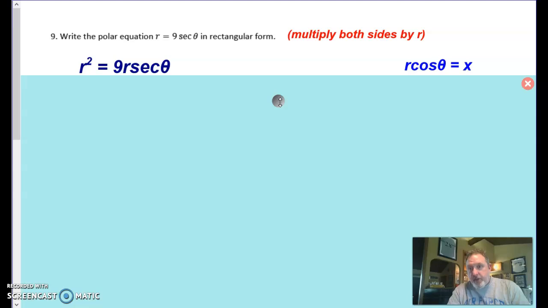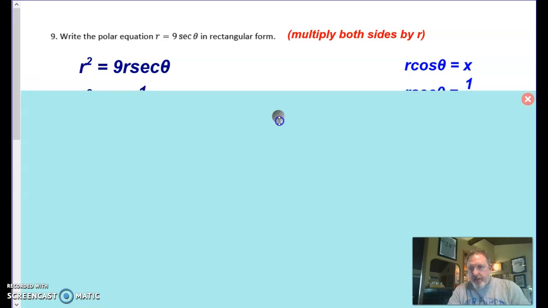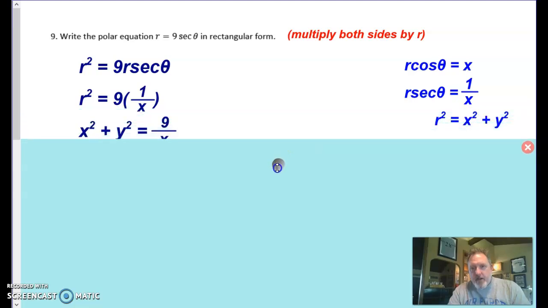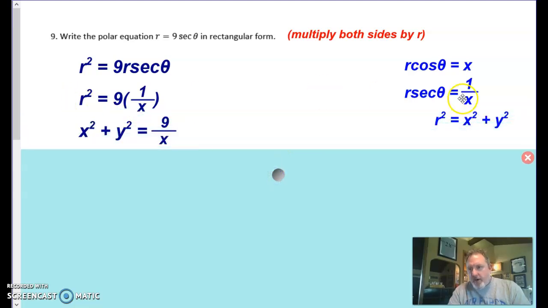So secant we know is the reciprocal of cosine. So if you have r secant theta, that's 1 over x. If we had r cosecant theta, that'd be 1 over y, in case you see that. So I can replace r secant theta with 1 over x. And r squared is x squared plus y squared. We know that. That's one of the 3 equations I asked you to memorize for this section here.